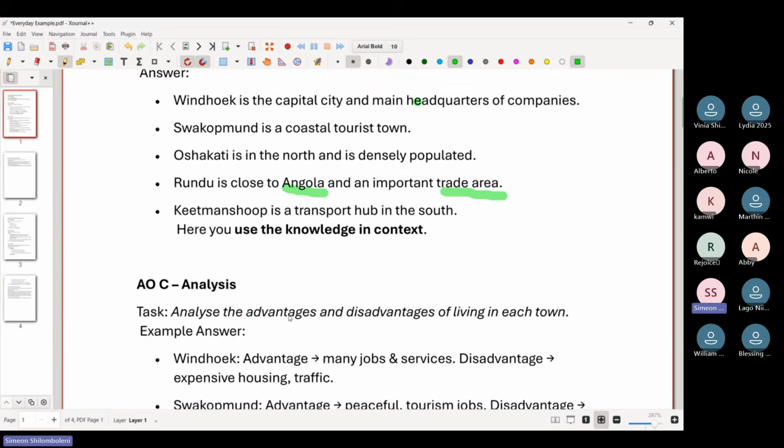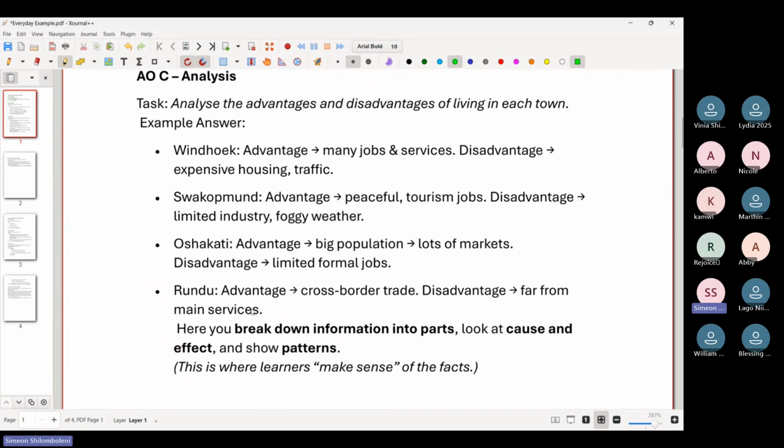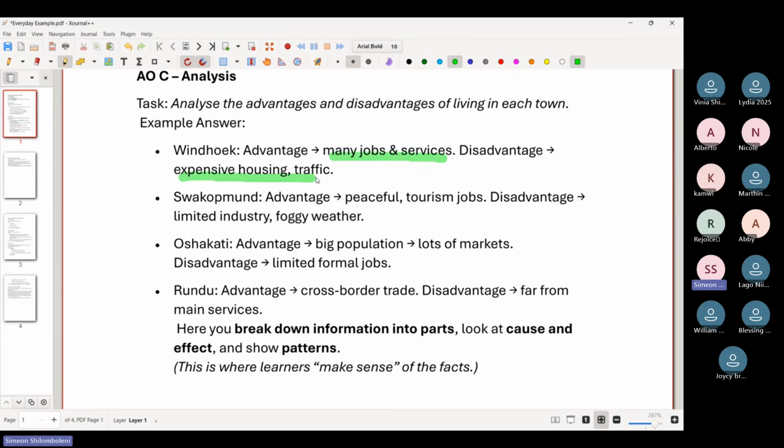But now when we come to analysis, it's now where you will say, Windhoek, there are so many jobs, but the houses, the rent there is expensive. There's also a lot of traffic. Even when you are going to school, you will stay long in the queues. Swakopmund is very peaceful. You will get a lot of jobs in those tourist destination places. But then it's very cold. You are now explaining all those things.